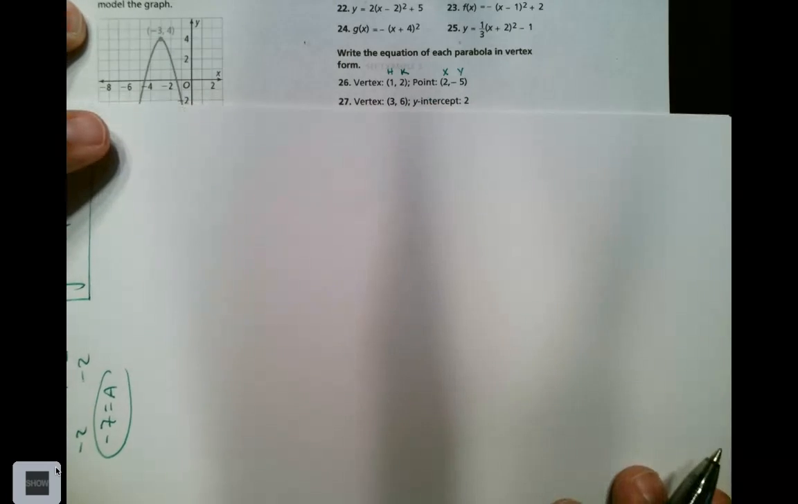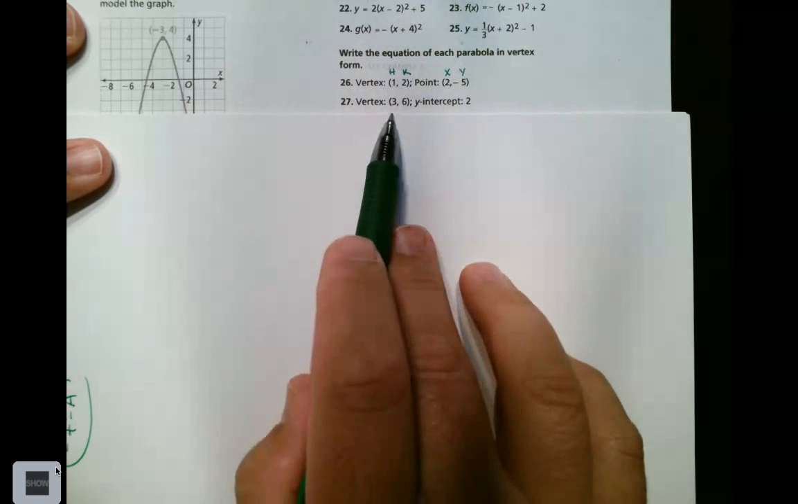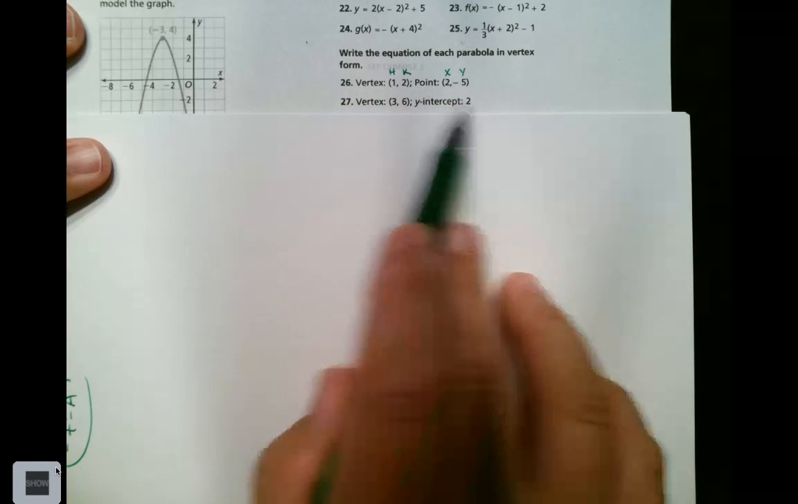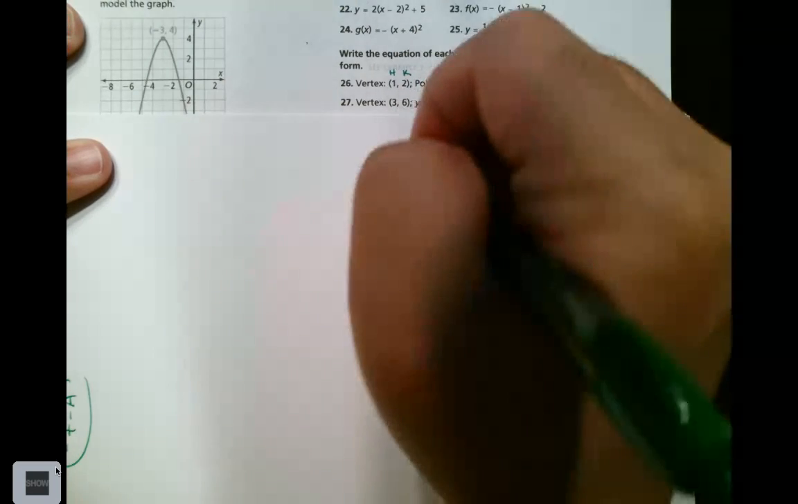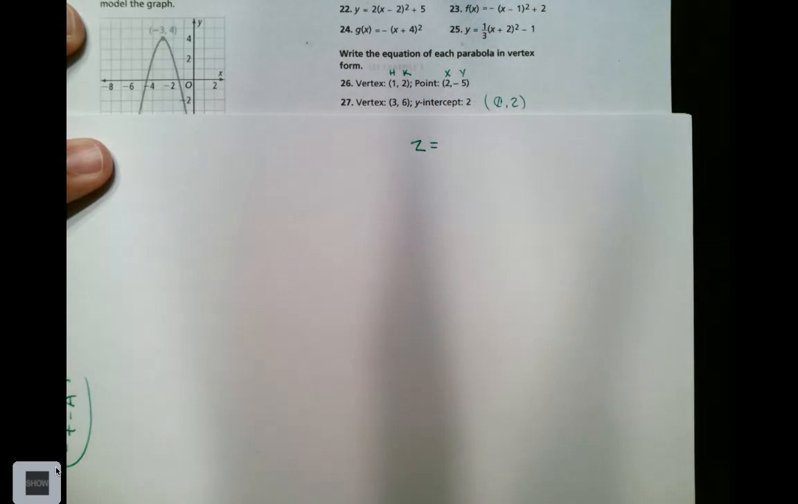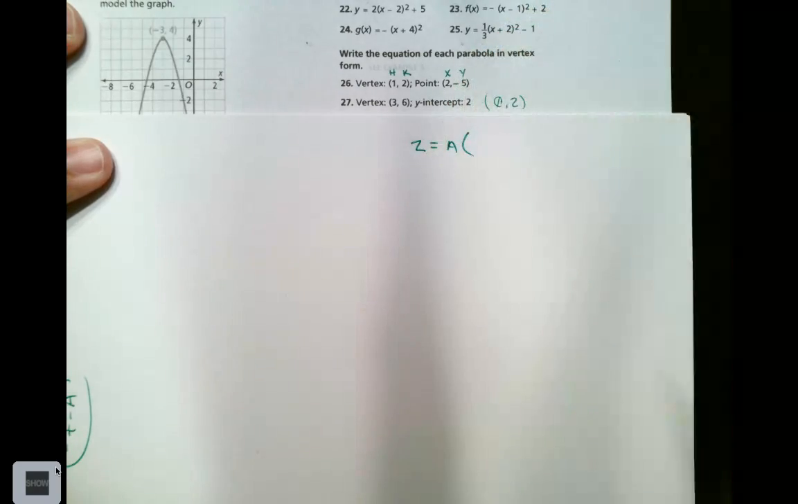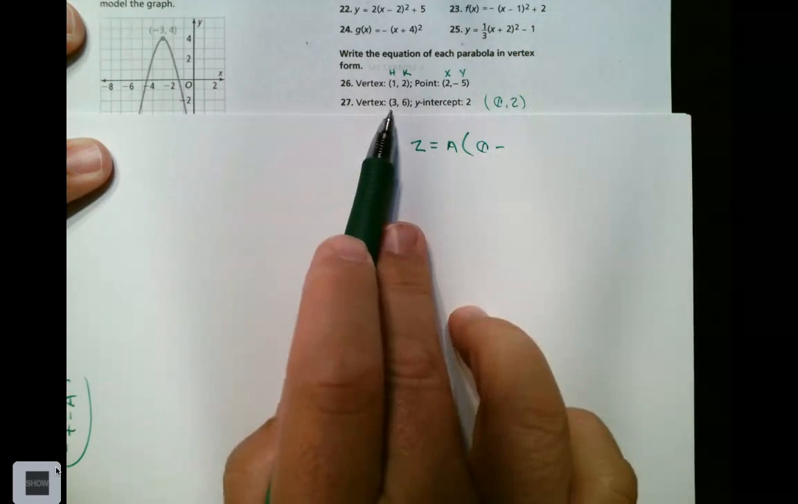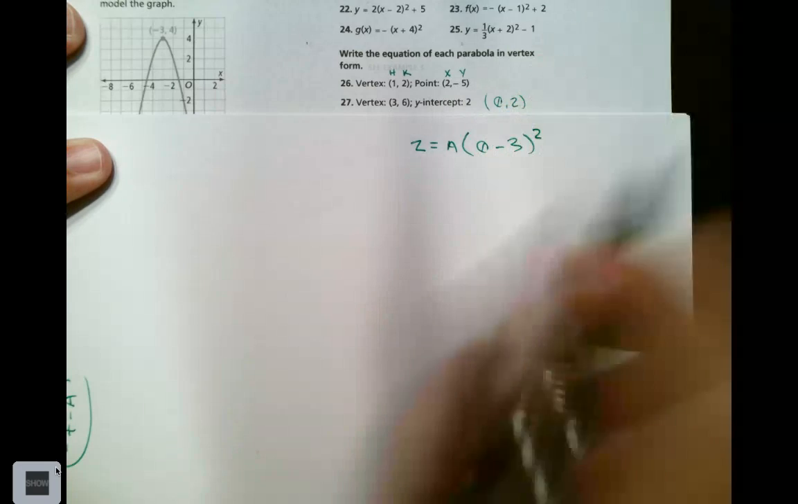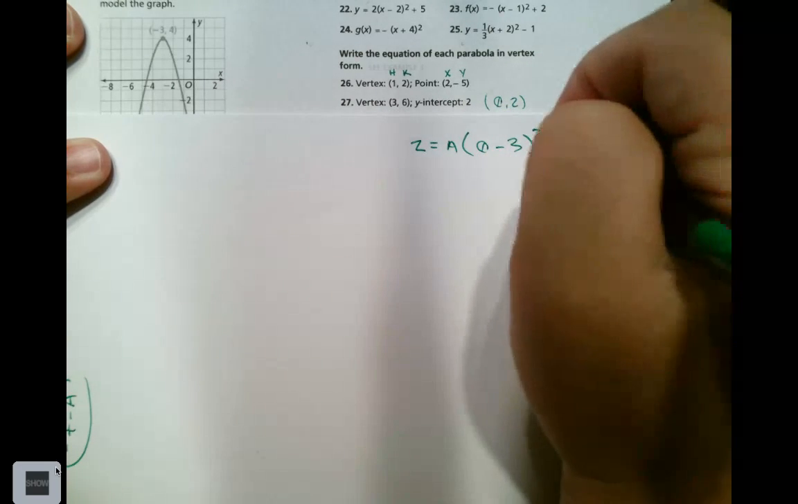Number 27. Again, we're just going to plug in those pieces of information. They're telling you the y-intercept. That's still a point. If it's a y-intercept, that means x is 0. So I can also write that point as (0, 2). And now I'm just going to do the same thing we did in number 26. So y equals, y is 2. A, that's what we're trying to find. (X minus h), so x is 0. H is 3. Plus k. K is 6.